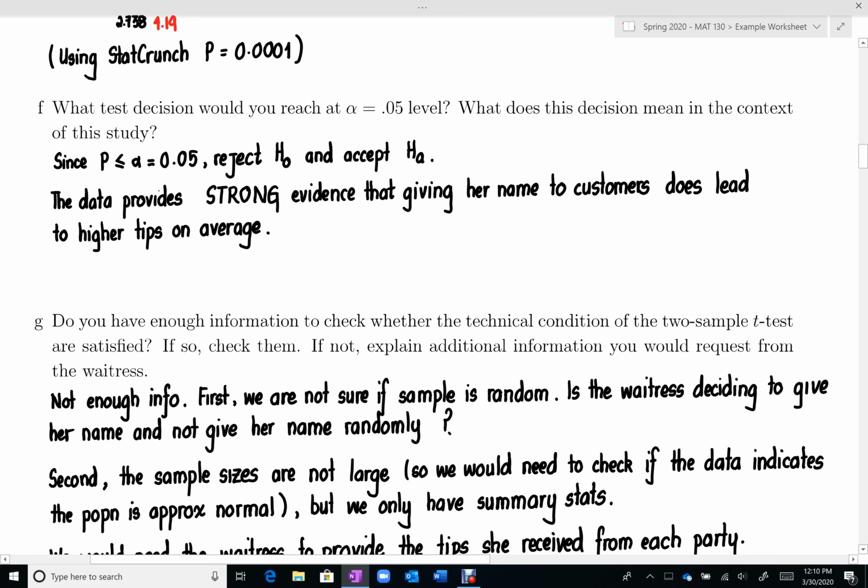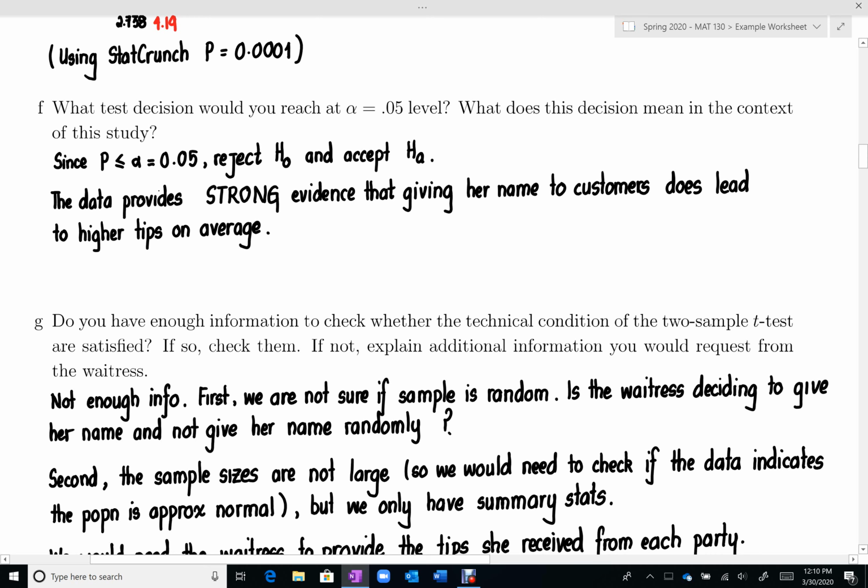The second one is that, well, we don't know whether the population is normal or not, and the samples are not large enough, right? So the samples are less than 30, so we need bigger than 30 for it to be large. So in this case, we don't have large sample sizes, and we don't have individual statistics either. All we have is the summary stats. So we can't go ahead and check whether the data would indicate that the population is approximately normal by looking at the probability plot, because we don't have the individual data here. We only have summary stats.